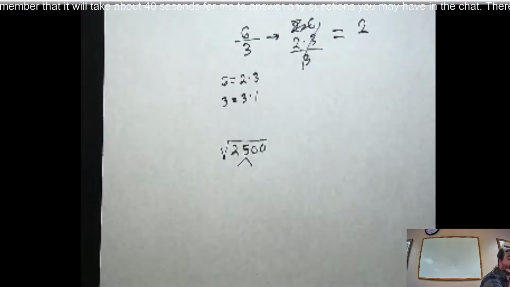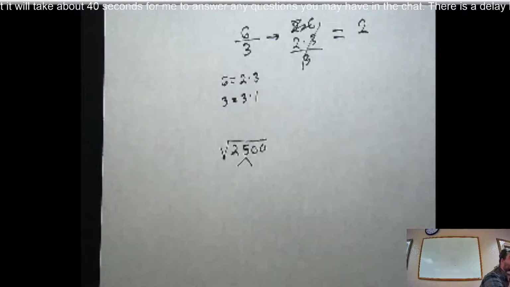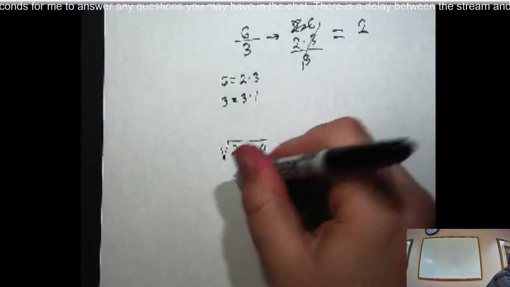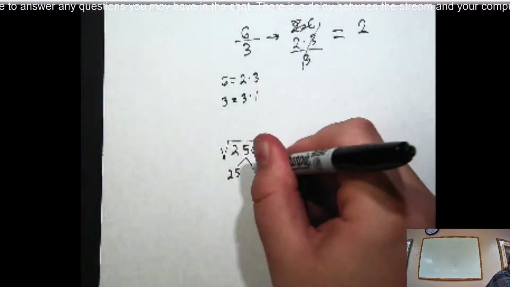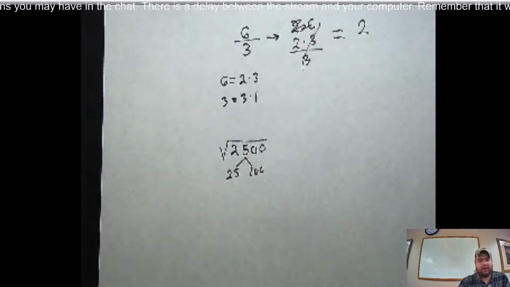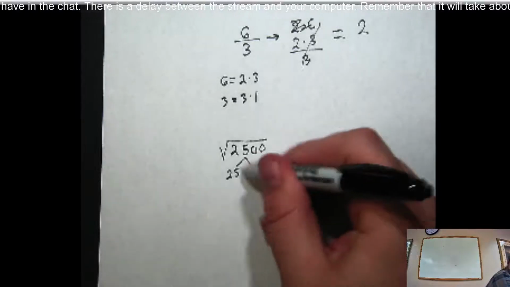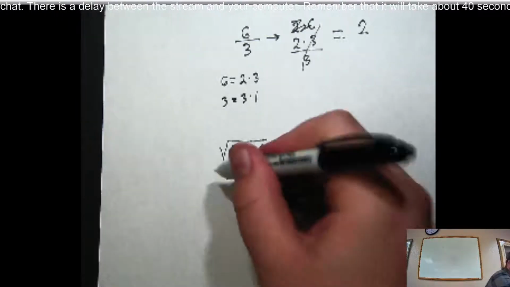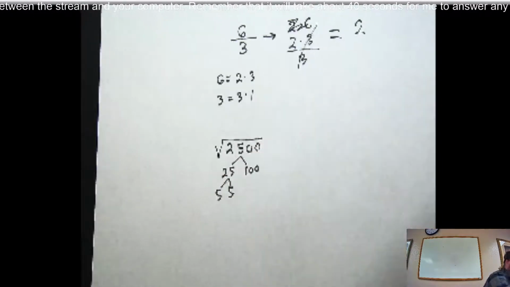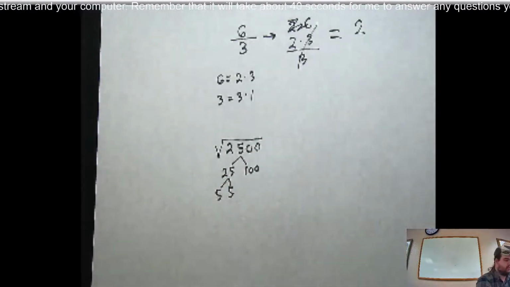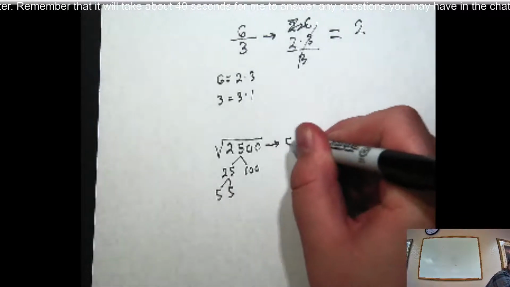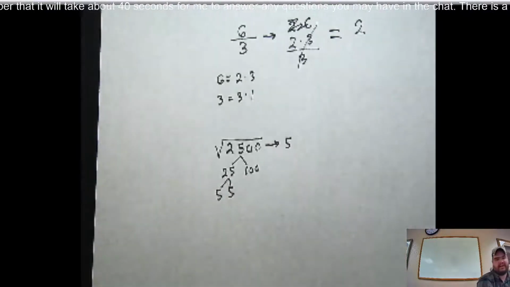Okay, well, let's see. 2,500 is 25 and 100. 25 times 100. Oh, hey, I know that 25 is a square. That's 5 times 5. There's two prime factors. They match. That means that gets to come out. I get to take a 5 out.